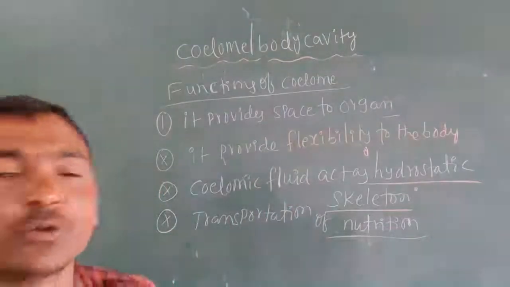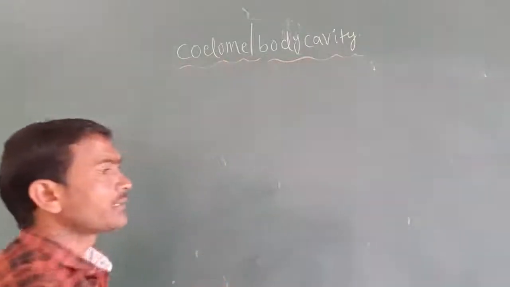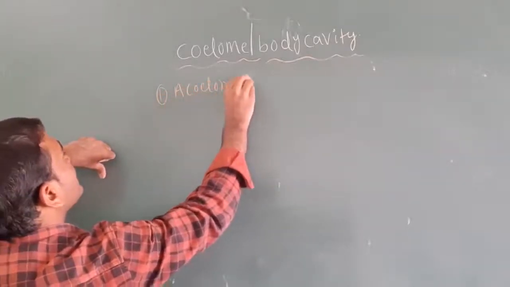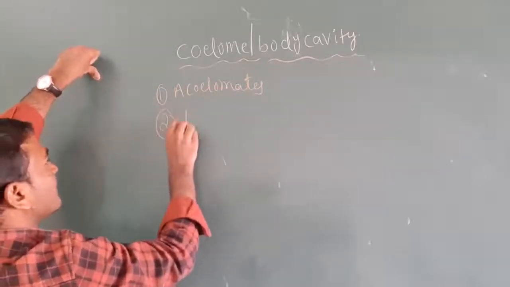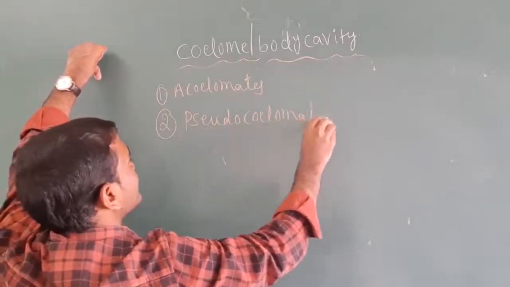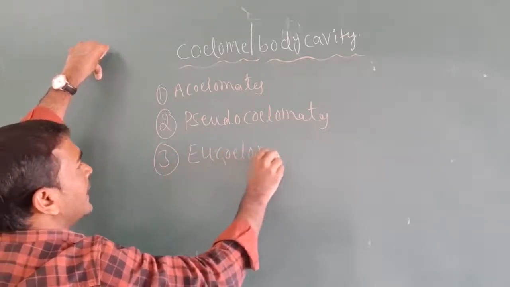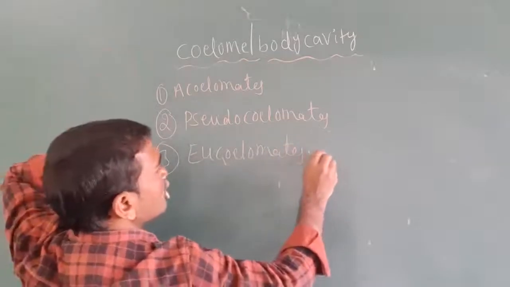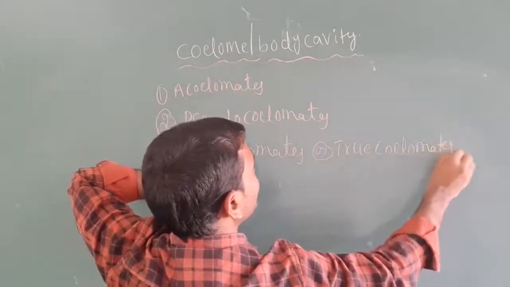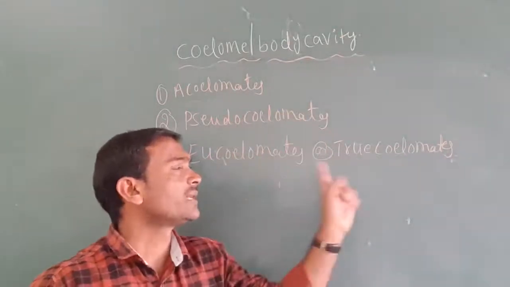Now we are going to discuss the types of coelom. The types of coelom are divided into the following: the first is acoelomates, the second is pseudocoelomates, and the third is eucoelomates, also called true coelomates.